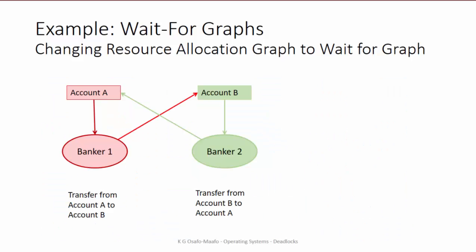So this is a diagram and it's showing the one we started with, that banker 1 was using account A and banker 2 was requesting account A. That means that there is a waiting relationship between banker 1 and banker 2. In other words, banker 2 is waiting for banker 1. Similarly, since banker 1 wants account B and banker 2 has it, banker 1 is waiting for banker 2. In the wait-for graph, we will be eliminating the resource nodes, but simply replacing them with edges showing which process is waiting for which other.